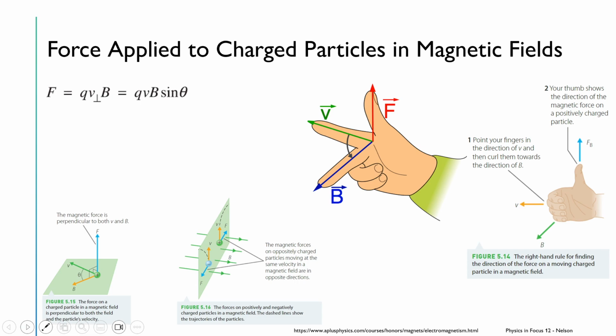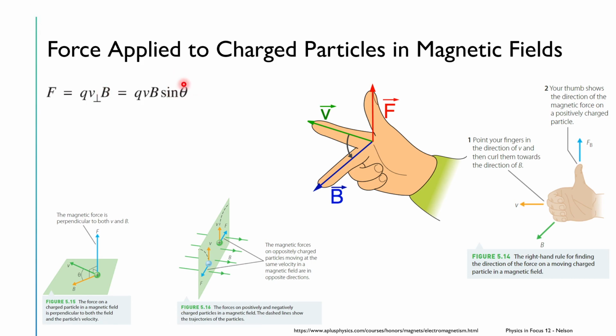Let's have a look first at this new equation, which is F equals qvB sine theta, or F equals qv perpendicular B. What's being said here is that the force which is being applied on a charged object due to a magnetic field depends on the amount of charge that the object has, the velocity that the charged particle has as it moves through the magnetic field, and the strength of the magnetic field itself.